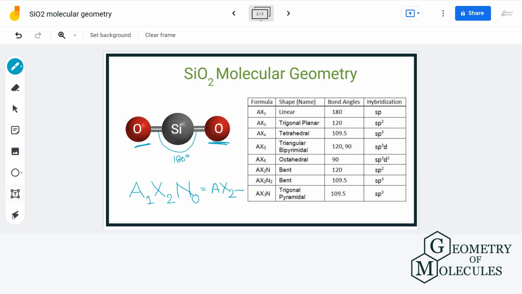general formula of AX2. If we refer to this table here, we can see that the molecules that have the AX2 formula have a linear shape with a bond angle of 180 degrees and hybridization as sp.